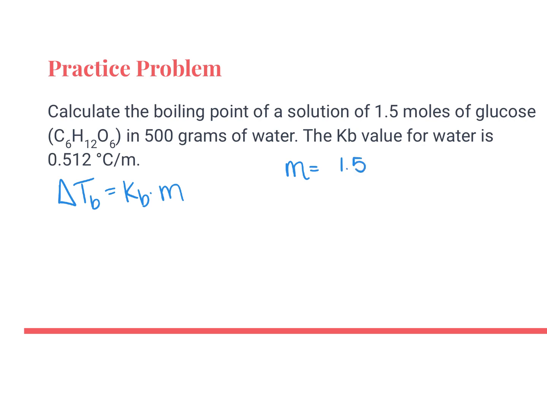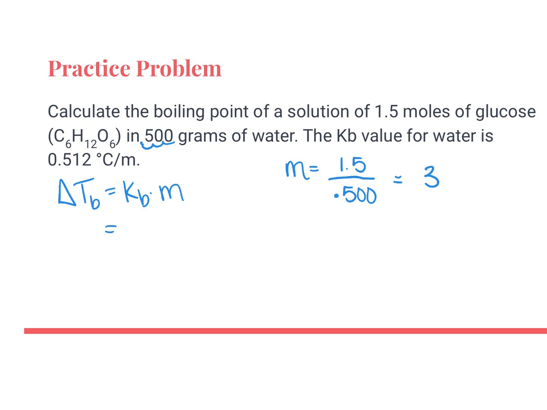So it's just our moles of solute, which is 1.5, divided by our kilograms of solvent. Okay. This problem gives you 500 grams of water, so what's that in kilograms? Okay, so remember, just move that decimal 3 places. So what's 1.5 divided by 0.5? Okay, so molality is 3.